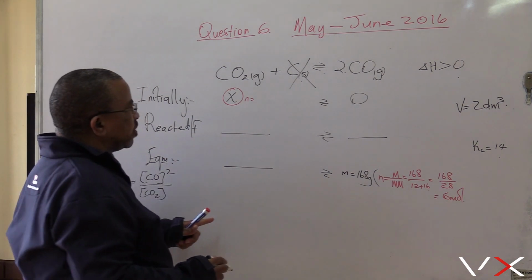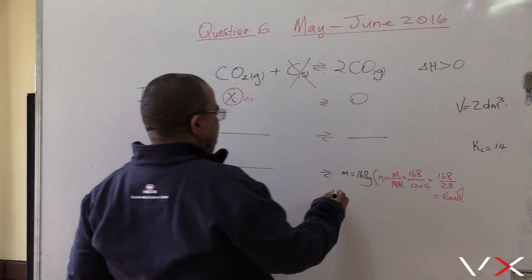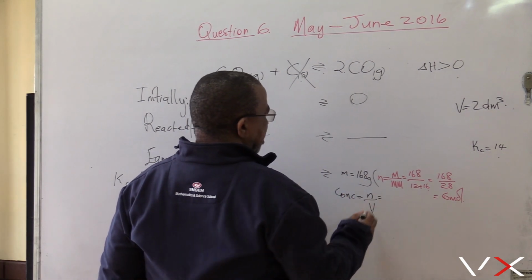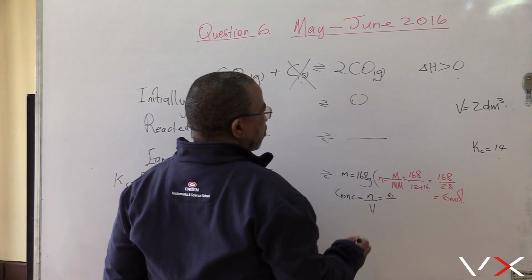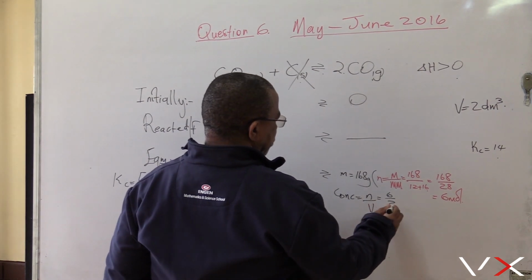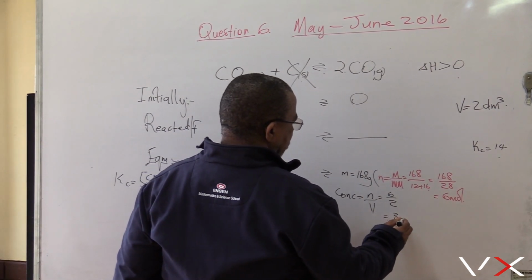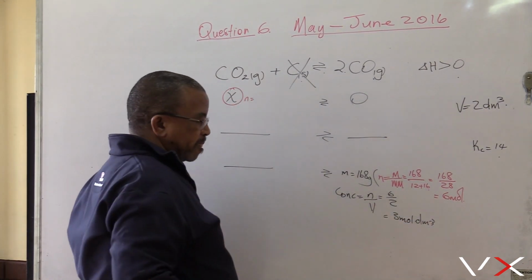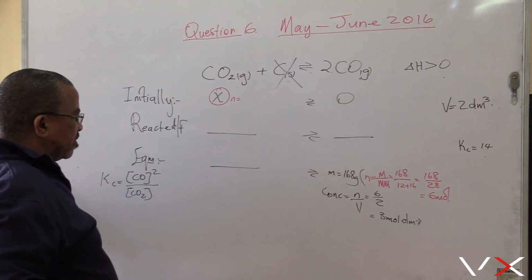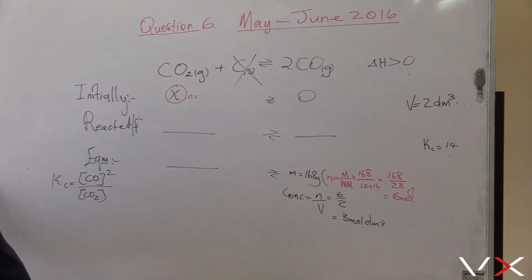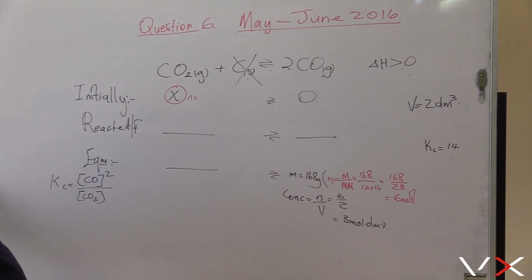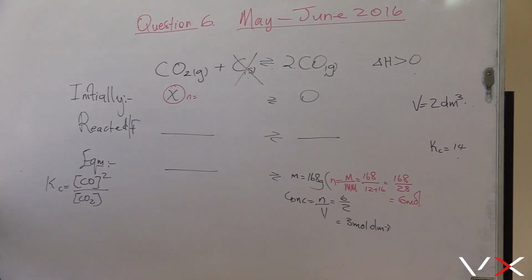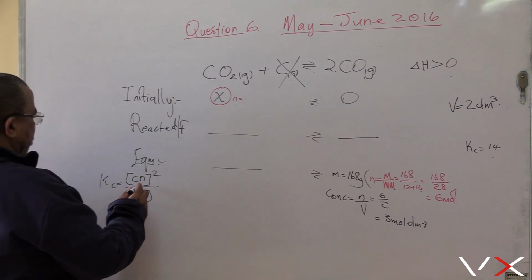Now what is concentration of CO? Concentration sizothola nina number of moles over volume. Mangakana nama moles? 6. Volume ingakanani na? 2. Which is how much? 3 mole per decimeter cubed. So that is concentration of CO, 6 moles divided by 2.